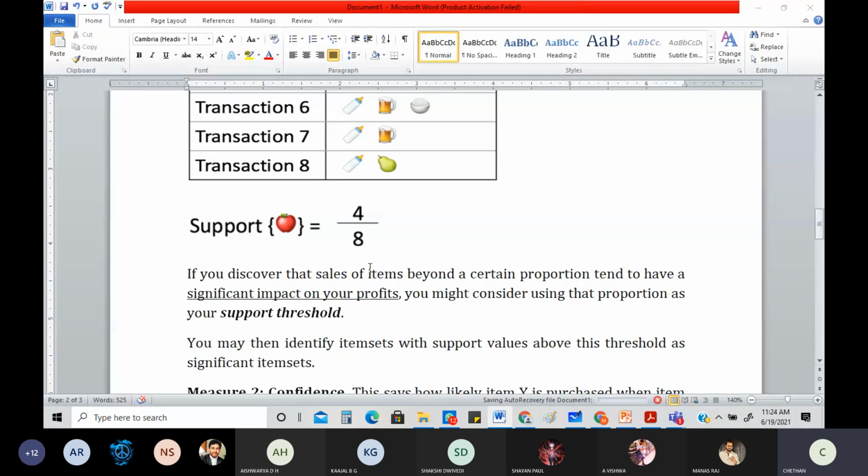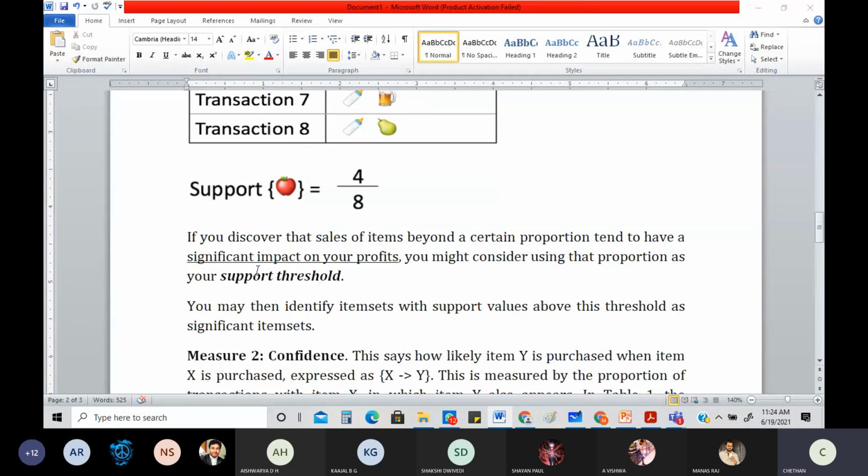If you take that as a base, if I can sell 5 kgs of mangoes every day, that is my threshold. Anything more than 5 kg is breaking the threshold and it is bringing me a good amount of profit. 5 kgs is my break even point. Anything more than that, good. Anything less than that, not so good.